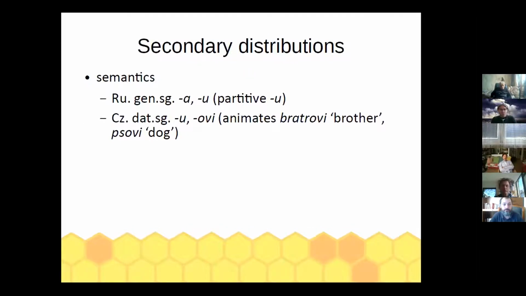Now, it's important to realize that even though there was a merger of O and U stems in Slavic, what we find in the attested languages are actually secondary distributions. So often there's a confusion of the original distribution. You get secondary patterns. So, for example, semantics start to play a role. In the Russian genitive, the original U stem ending U clearly has a partitive meaning. In Czech, the original U stem ending ovi of the dative singular is clearly productively used with animates, like in bratrovi or psovi. So semantics play a role.